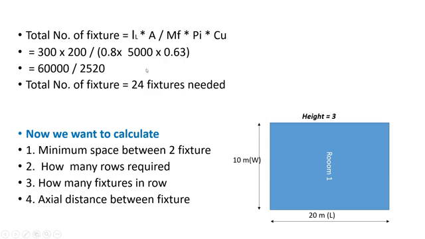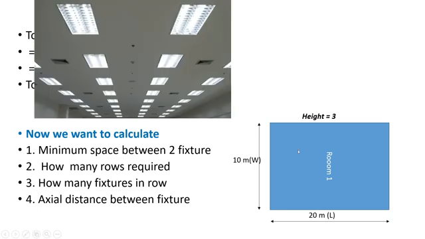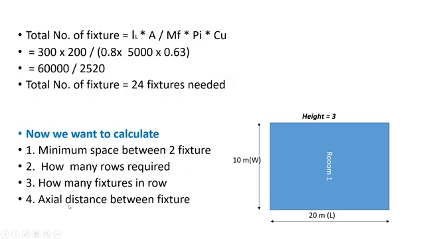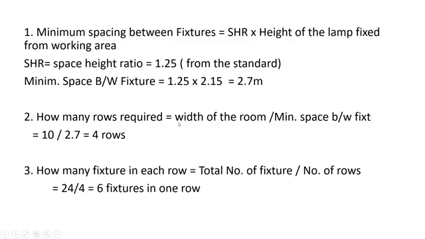So now I got it, the total fixtures required is 24, but the remaining questions are the minimum space between each fixture, how many rows are required, how many lamps I need to connect, and the axial distance between each fixture. All these 4 things we need to find now. These 4 things are very simple. First we will find the minimum space between each fixture. The formula is SHR into height of the lamp fixed from the working area.